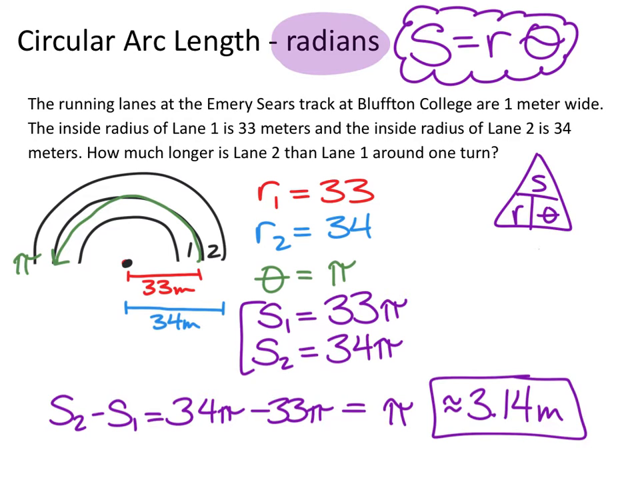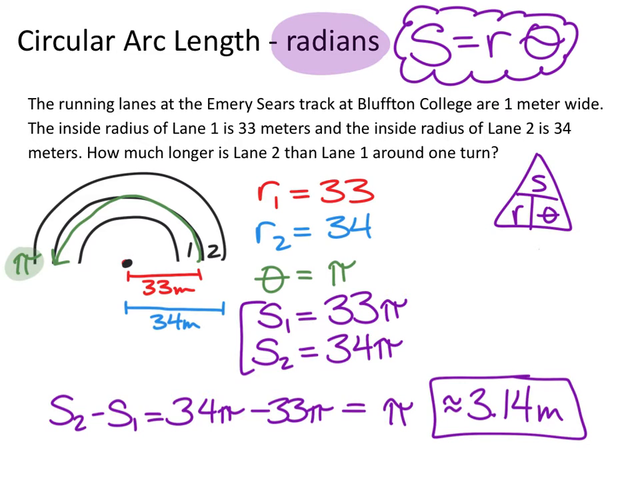In this particular problem, we wanted to know how much longer lane 2 is than lane 1 around one turn. One turn on a track is pi radians. So the angle measurement around one edge of a track is pi, 180 degrees. But we're measuring in radians, so that's pi. So we were able to compare the two, arc length for lane 1, arc length for lane 2, and see that the difference between them is about pi, or about 3.14 meters, which if you actually looked at a track is why they have a staggered start on the curves, and they're all about 3.14 meters from each other, which I think is pretty cool.